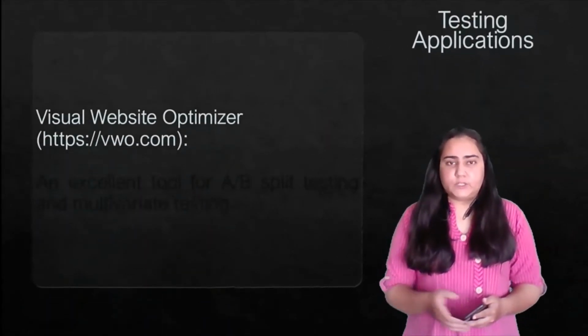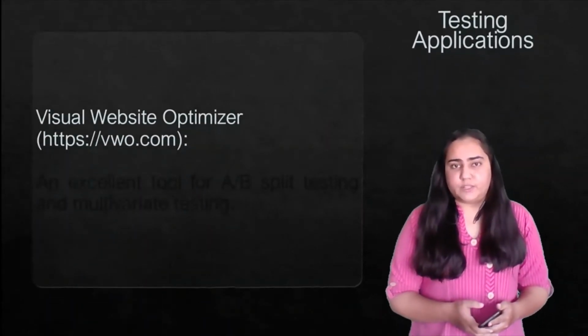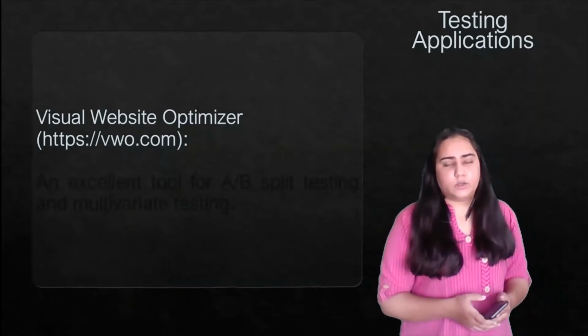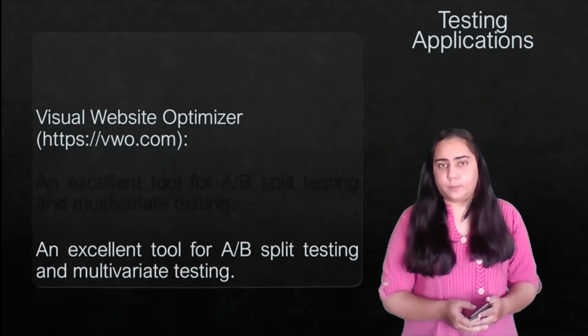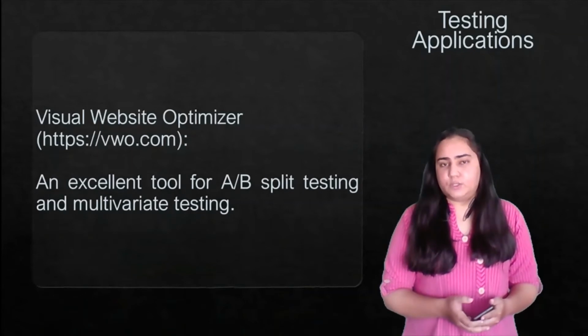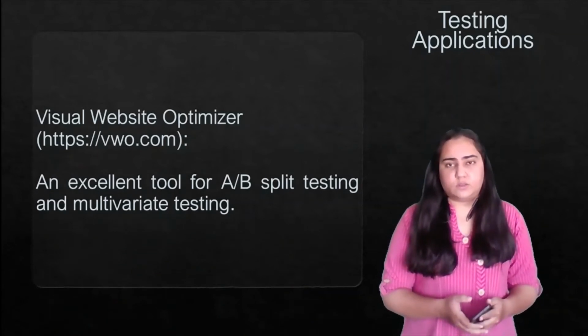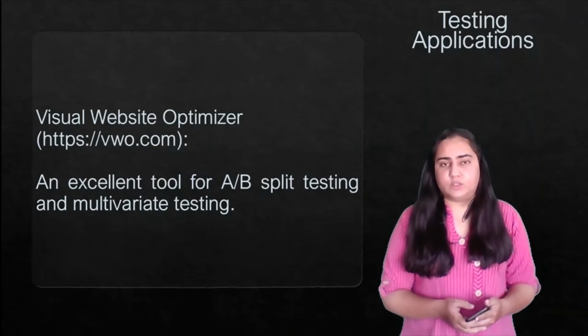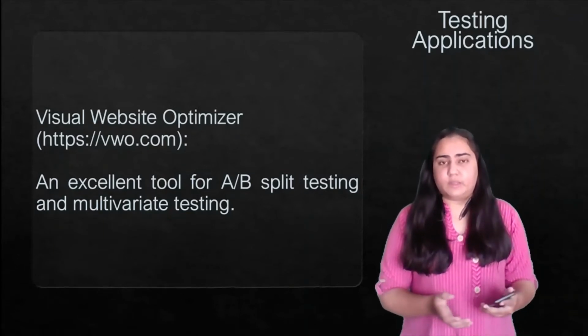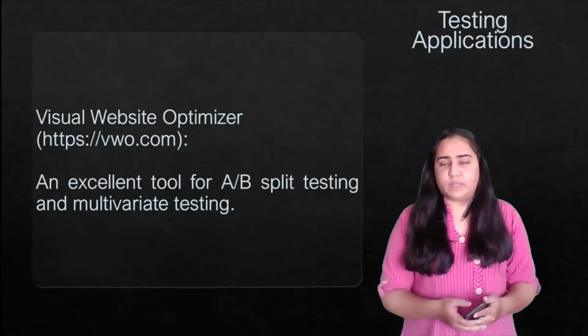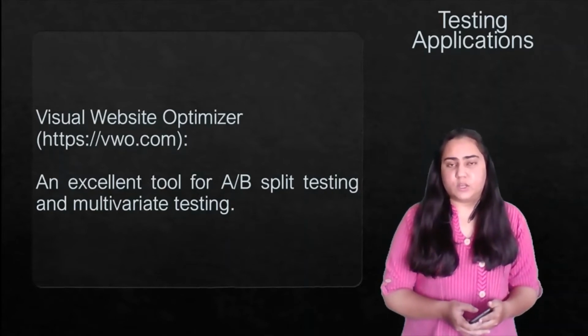The next application is Visual Website Optimizer, which is available at vwo.com. It is an excellent tool for A/B split testing as well as multivariate testing. So there are so many tools available, and you can just go through all and pick the one that is most suited for your needs.